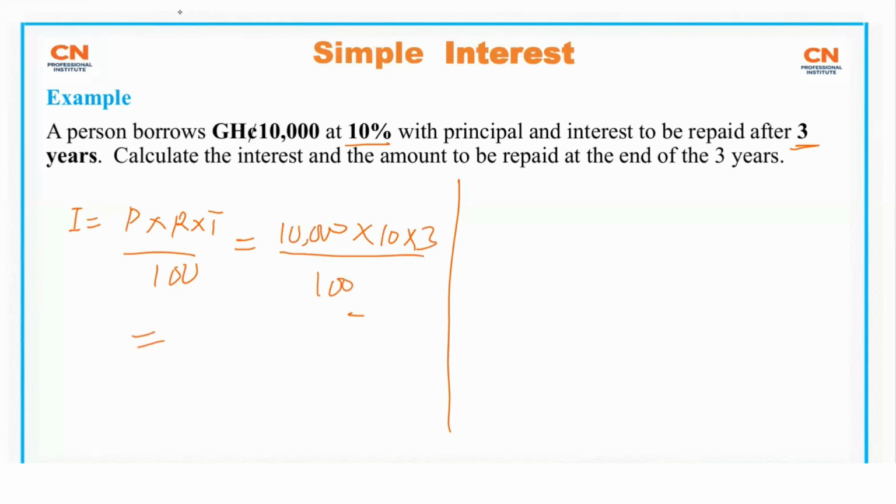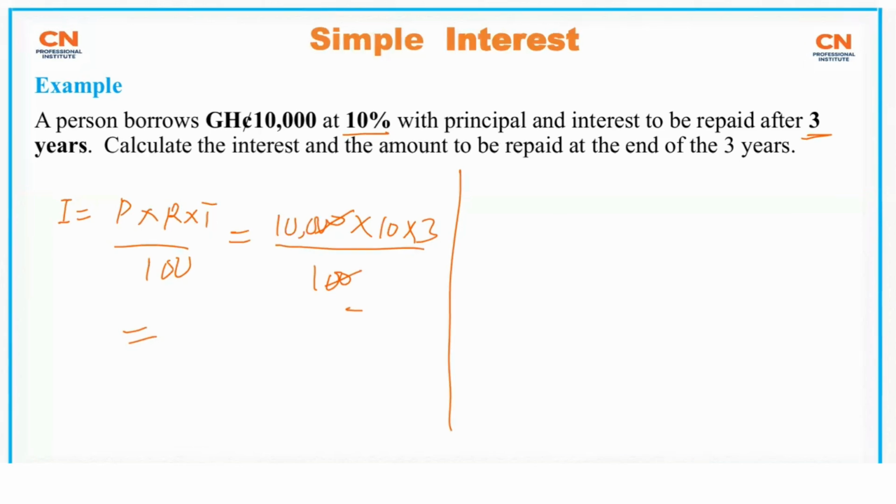So when you solve this one out, these two cancel these two here. So 100 by 10 by 3 should give us 3,000. So 3,000 is the interest.